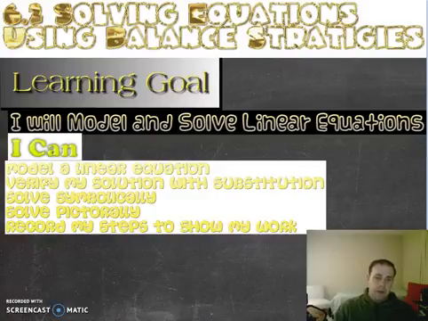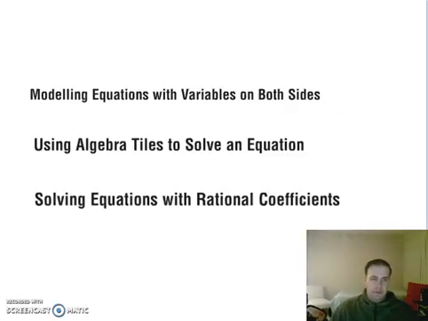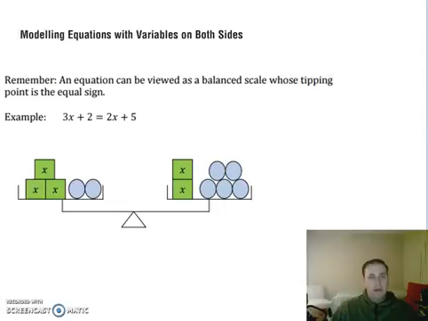So there's 3 ways on how we can solve equations using balance strategies. Here they are. So the first is modeling equations with variables on both sides, using algebra tiles to solve an equation, and then solving equations with rational coefficients. First off, modeling equations with variables on both sides.